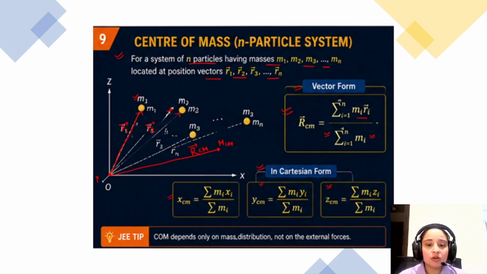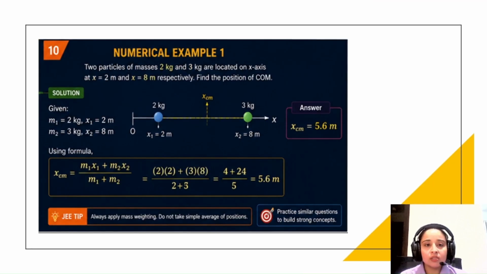So again, you see the center of mass only and only depends upon the mass distribution, not on any external force. There is no external force factor on which the center of mass depends. So very, very important. Now we have a generalized formula for the center of mass of n particles. Now we will see a numerical based on it.